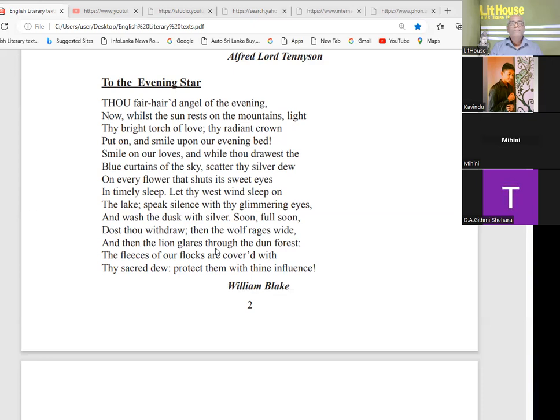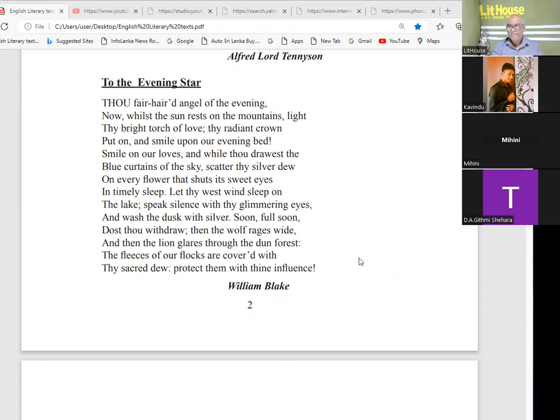Very good. To the Nile. You see, To the Evening Star, To the Nile. To, a preposition, means some direction. It means William Blake is speaking to. William Blake is writing this to the evening star. Right. Now you know that shape.